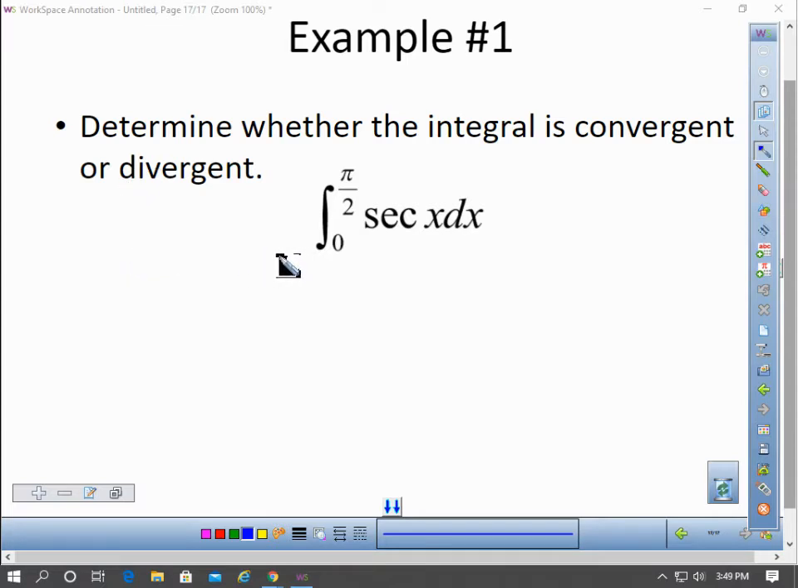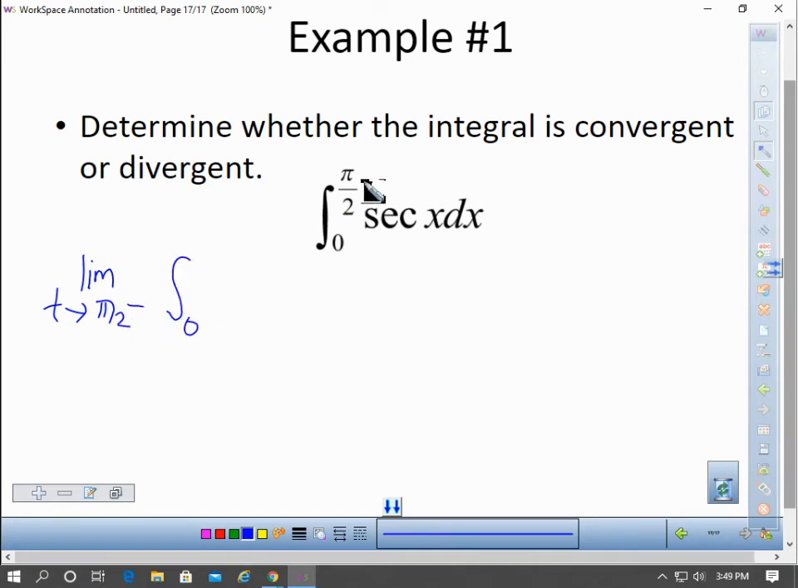For this first one, what is the hiccup or the issue that I have here? Well, secant is undefined at pi over 2, so this is an endpoint discontinuity. So I'm going to take the limit and let t go to pi over 2. Since it's inside here, I'm going to be approaching pi over 2 from the left, and I'm going to replace that pi over 2 with a t.